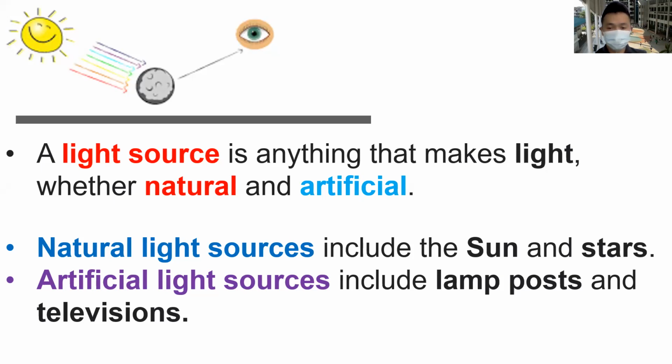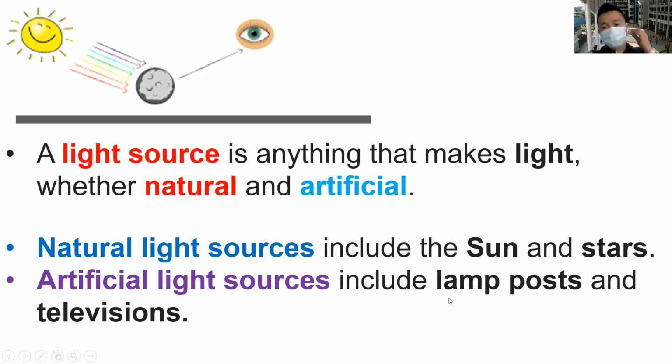Natural means no one is creating it. No one is creating the certain object. It is from the natural phenomenon. But artificial, in other words, is man-made. It is created by people, like the lamps.